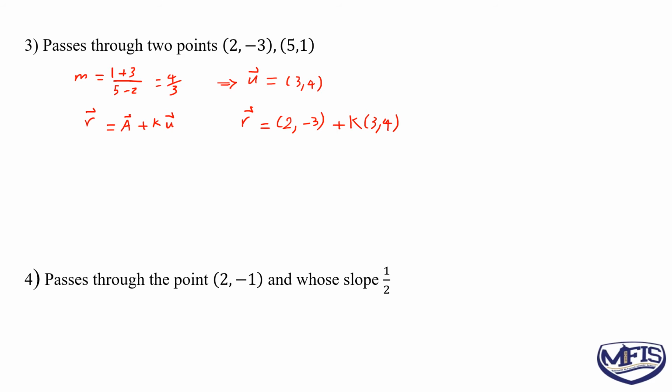Number 4 passes through the point (2, -1) and has slope 1 over 2. So the direction vector u will be (2, 1), and the point A is represented by (2, -1). So r equals (2, -1) plus k multiplied by (2, 1).